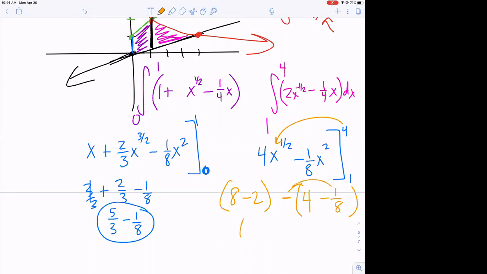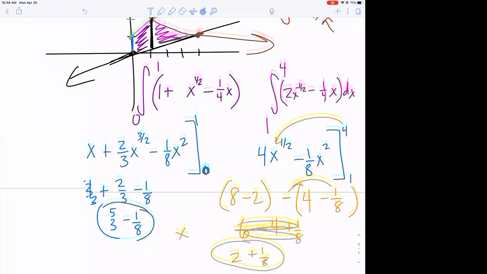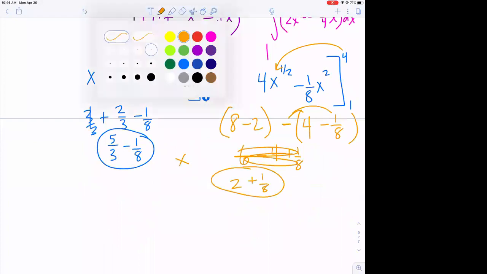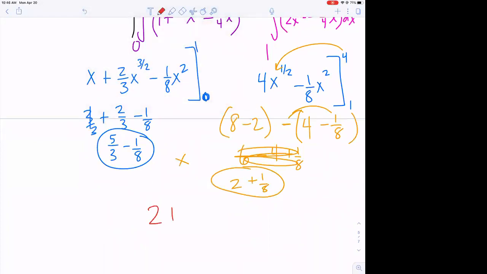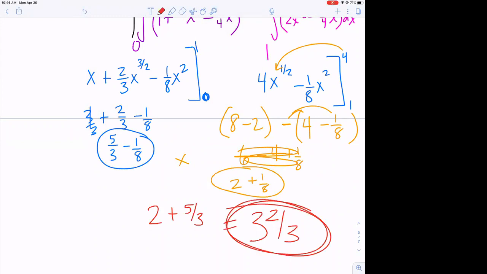So then I'll distribute this. I'm going to have 6 minus 4 plus an eighth. And so that's 2 plus an eighth. But then I'm going to add it to this, because that was my other one. And the eighths go away. I like that. That's beautiful. So it's just 2 plus 5/3. And 5/3 was 1 2/3. So it's 3 2/3. Bam.